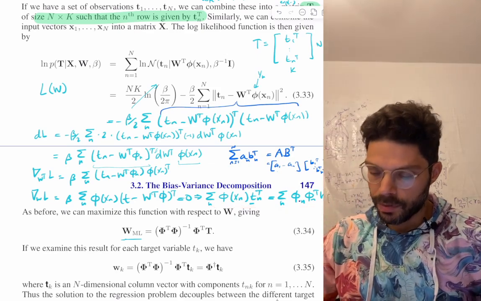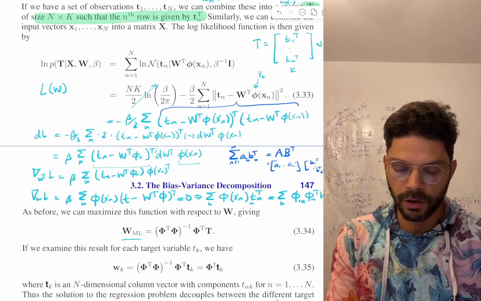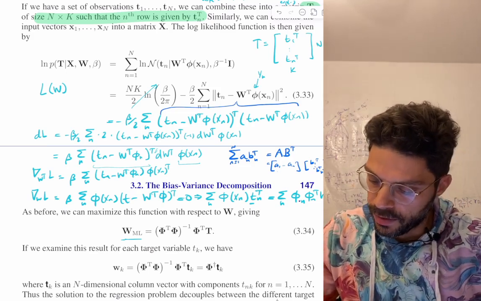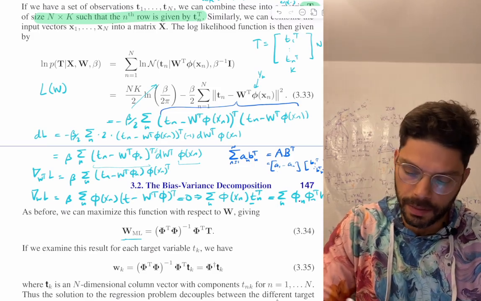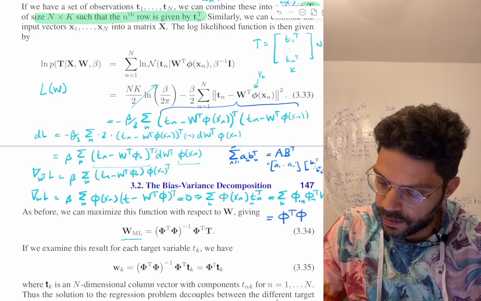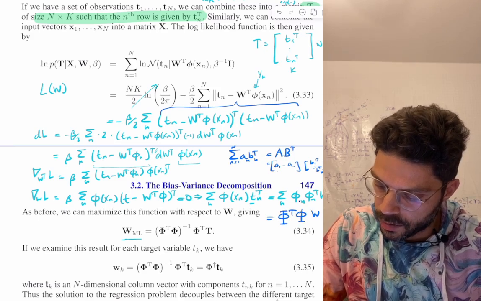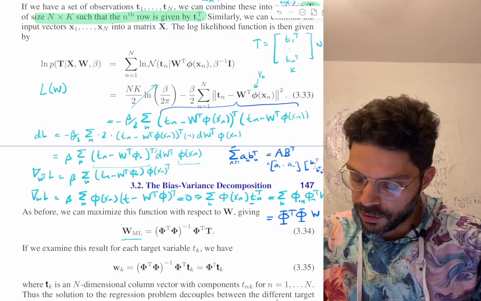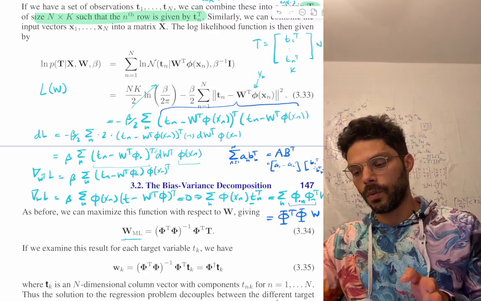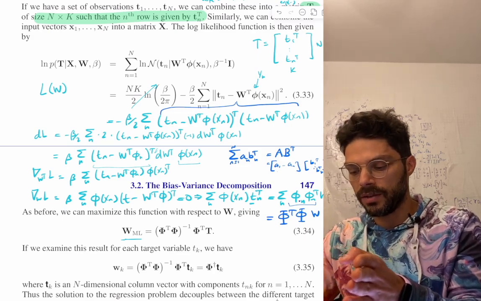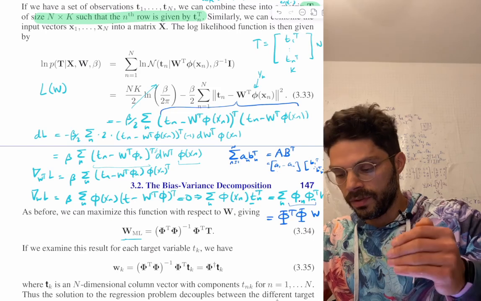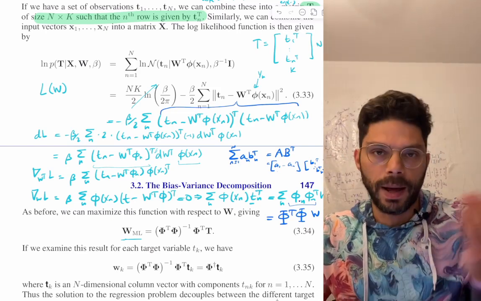Remember there's this big phi matrix. It turned out that the sum of phi of n times phi of n transpose, in terms of that big matrix, was just phi transpose phi, and then times w. This thing looks like the matrix where each column is a single observation. So if that is the transpose, then each row is a single observation and the columns are the features. So this is our features matrix. You can go back and see what the definition is there.